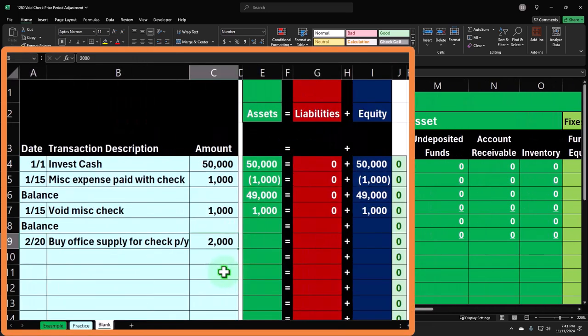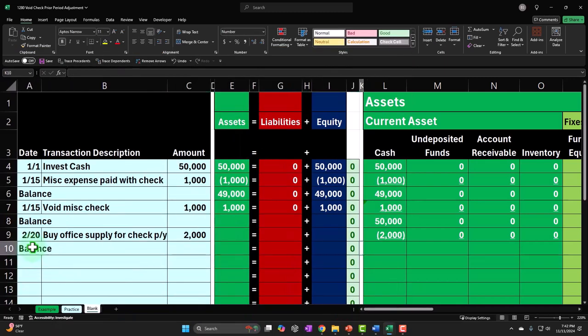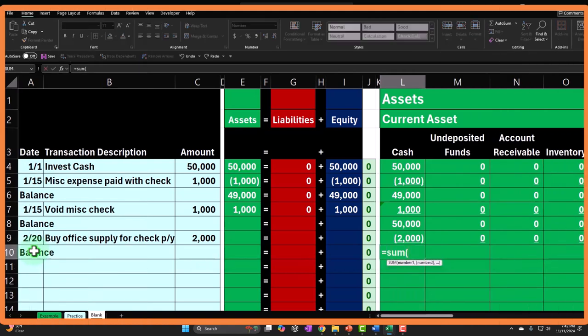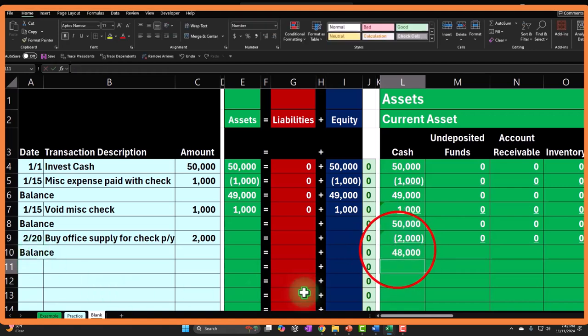So now let's put the balance. So now we're going to say balance. Something's wrong with the spelling. Let's just say equals that one, and then we'll sum this up, just the last two. So here's where we were before: 50,000 minus 2,000 brings us to 48,000.